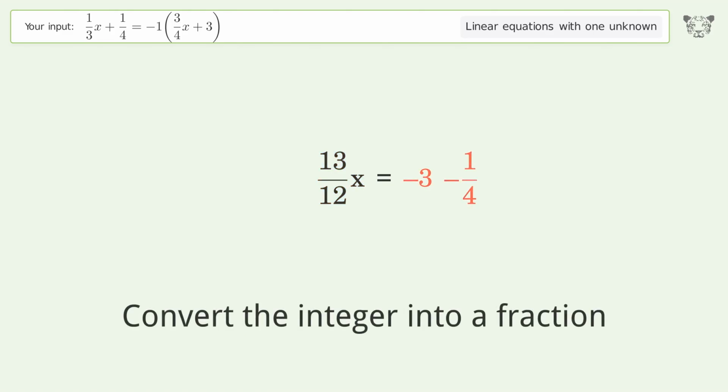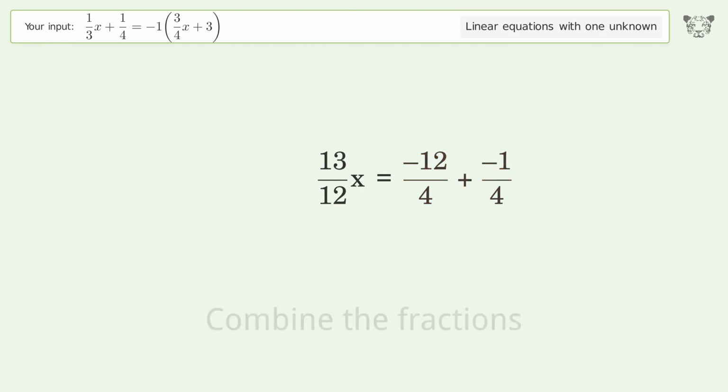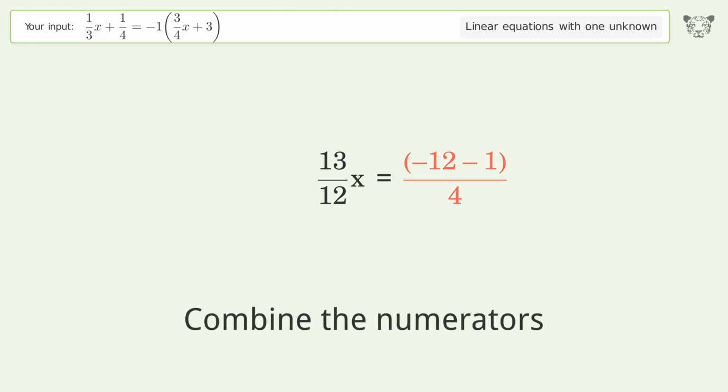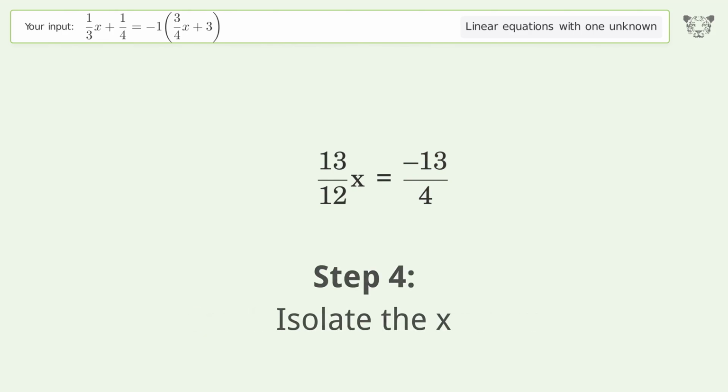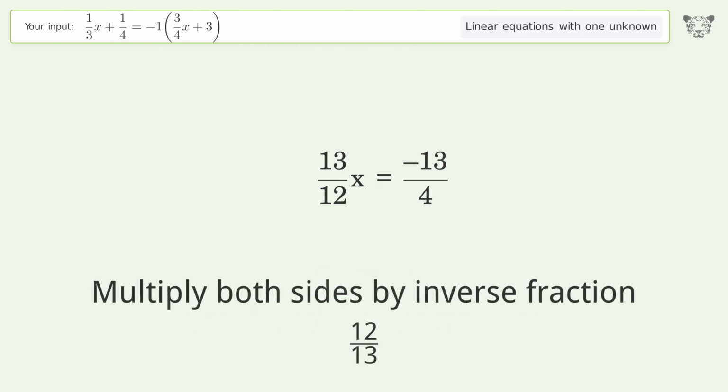Convert the integer into a fraction. Combine the fractions. Combine the numerators. Isolate the x. Multiply both sides by the inverse fraction 12/13.